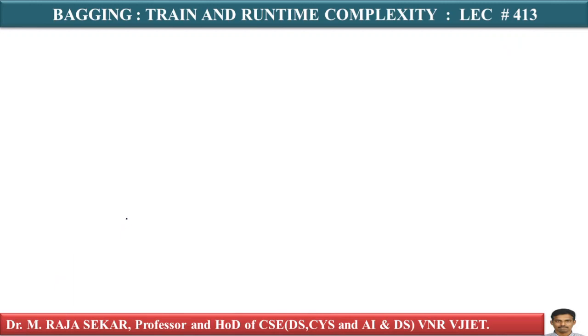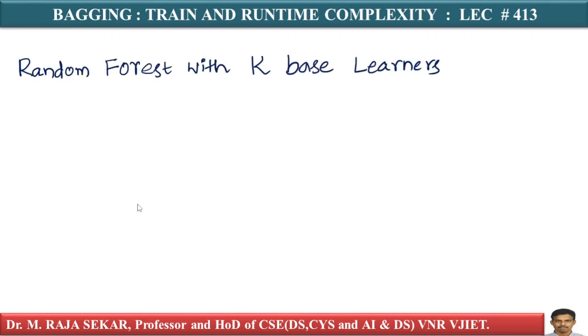In this lecture, we will try to understand train and runtime complexity. Imagine if you are training a random forest with k base learners, which are decision trees, of course. My base learners are fully grown decision trees. So in a typical case like this, what do we do? Let's look at the training time complexity.